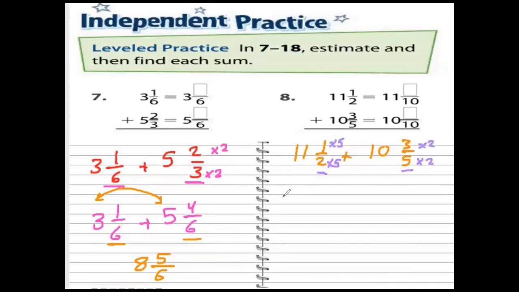Now the new mixed number is 11 and 5 over 10 plus 10 and 6 over 10. 2 times 3 is 6, 2 times 5 is 10. Now add the fractions first. I'm going to add 6 and 5. 6 and 5 is 11 over 10. Now add the whole numbers.